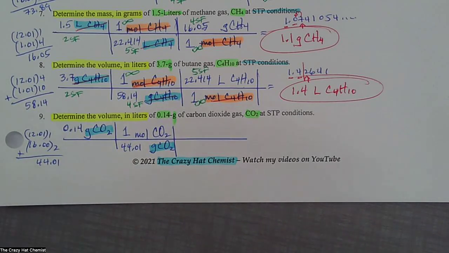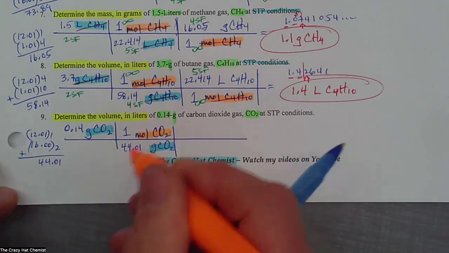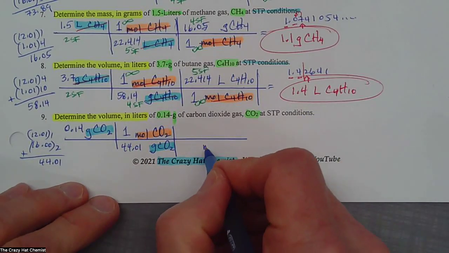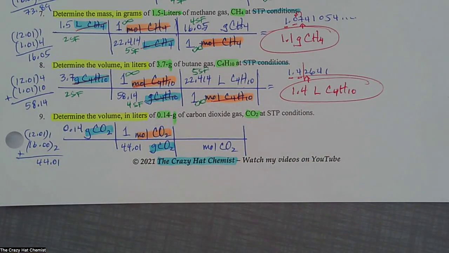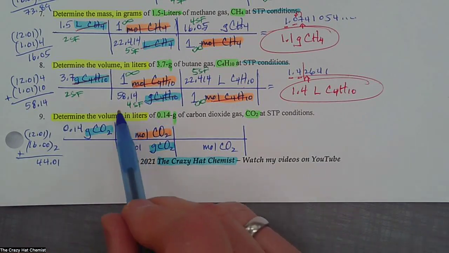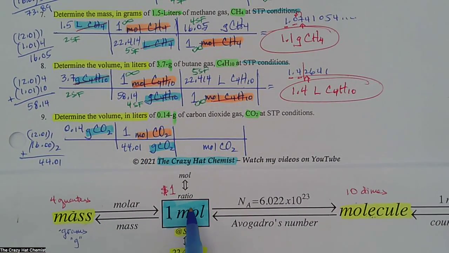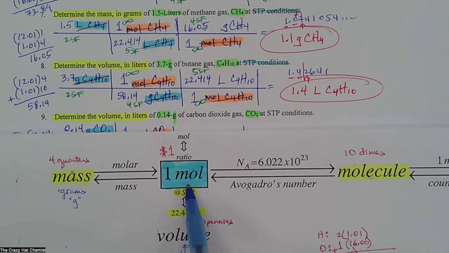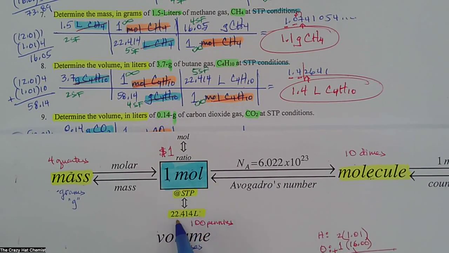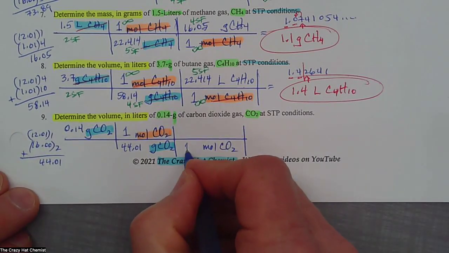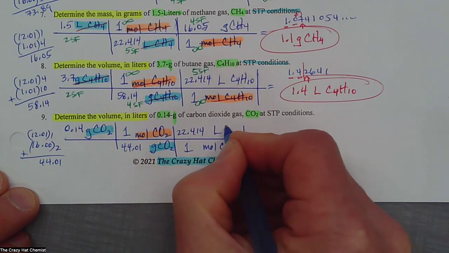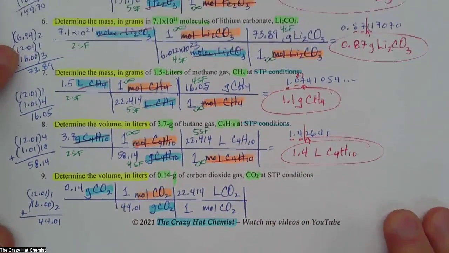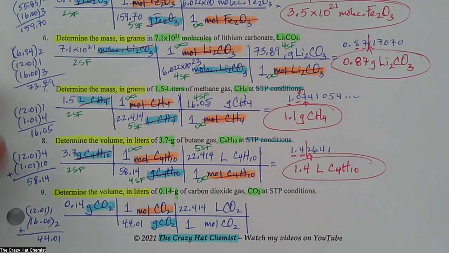Beautiful. The next thing here is that we've got moles of carbon dioxide here in the numerator, therefore moles of carbon dioxide needs to go in the denominator. So I'm going to go from moles to what? A volume. I'm going to go from moles to a volume, and that is 1 mole, 22.414 liters CO2. I'm going to bring this down just a little bit more so you can see all of what we've been doing. Set this equals.